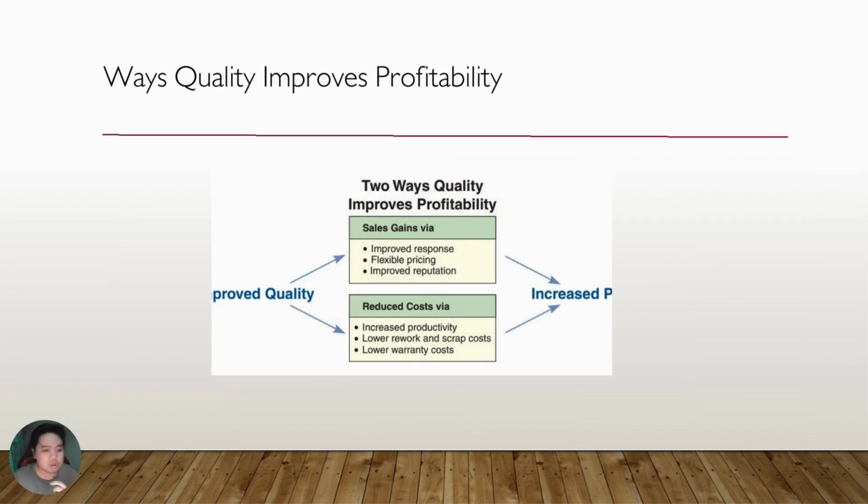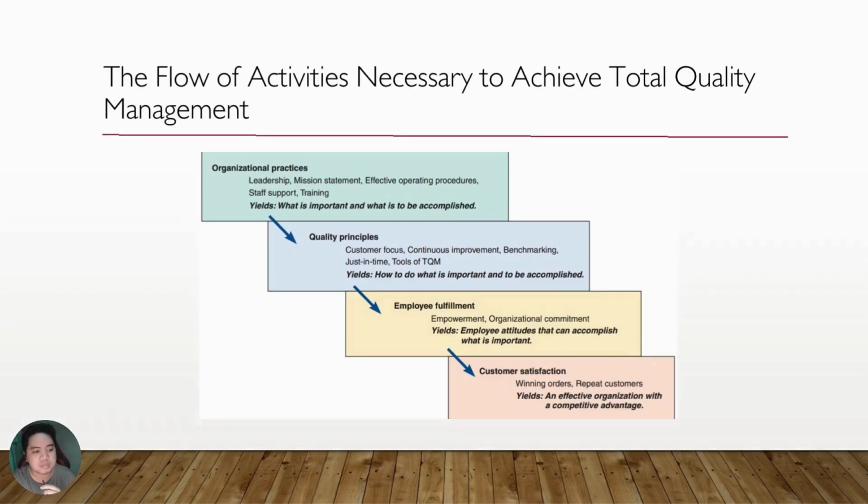Also mentioned by the reporter, what is the step-by-step process necessary to achieve total quality management, or TQM? These are the steps. First, organizational practice, quality principles, employee fulfillment, and customer satisfaction. We're talking about quality: managing quality, how to improve quality, and ways of improving profitability by means of quality.